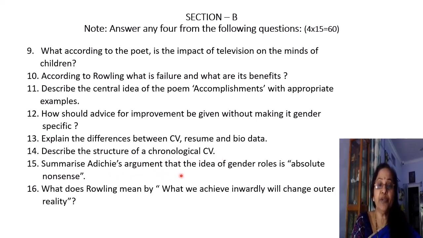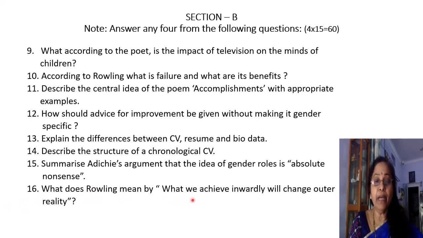Summarize Adichie's argument that the idea of gender roles is absolute nonsense. That's what she tells. The people have to be treated like human beings, not like male and female separately. We should not discriminate males and females. There are no gender roles given separately. Whether it is a boy or a girl or a man or a woman, they have to take up every responsibility. So indirectly she talks about counter socialization.